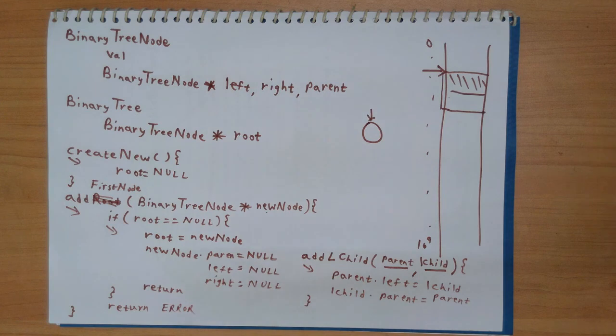And now correspondingly, you can also think about an add right child function. So with these four functions, we can create an empty tree, we can create a tree with a single node, and then once we have a tree with a single node, we can go on adding nodes to our tree one after the other, or we can even attach a whole tree to an existing tree.